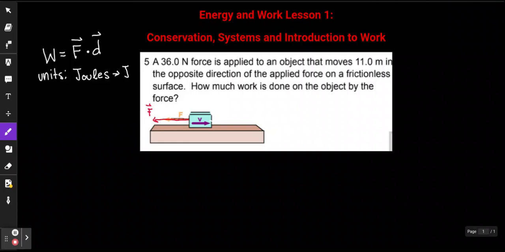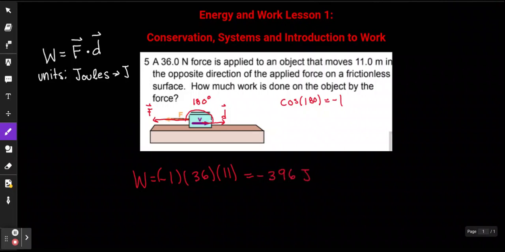However, our distance is moving opposite to that of the force. That means our displacement vector is to the right. So first, you might think the degree between these two is 0, but remember that it's actually 180 degrees. And we know that cosine of 180 is negative 1. So our work will be equal to negative 1 times our force, which is 36 newtons, times the displacement, which is 11 meters. And this will give us negative 396 joules.